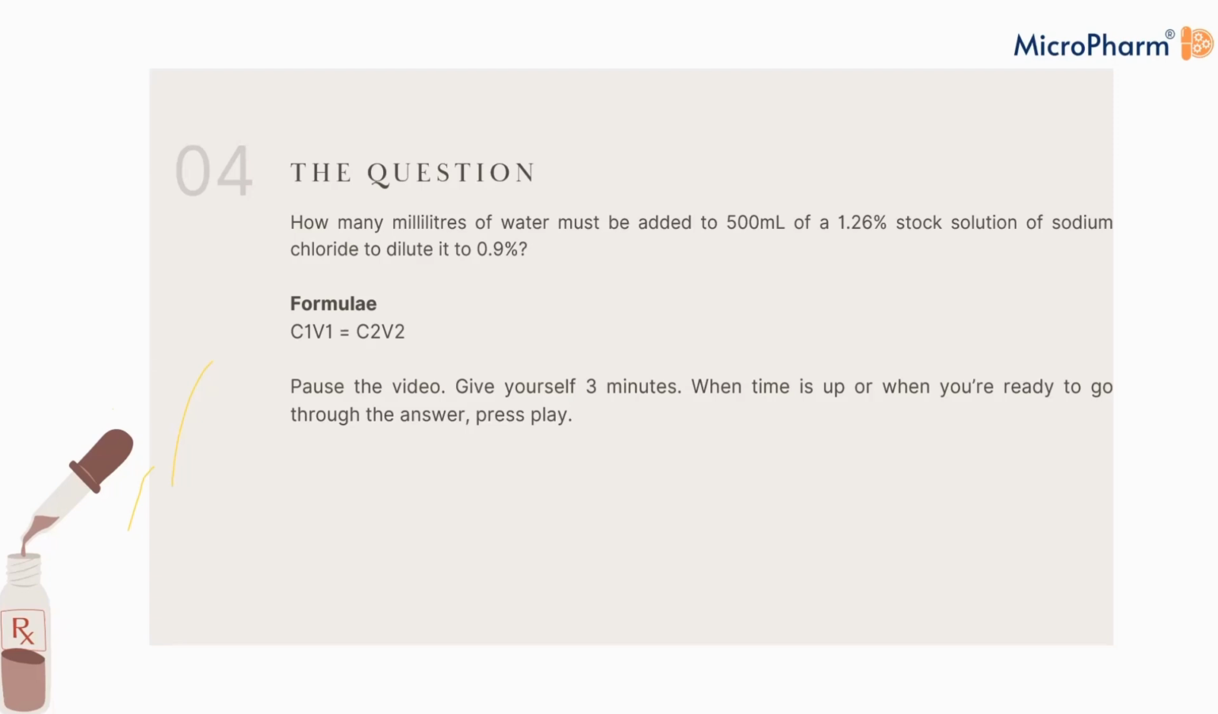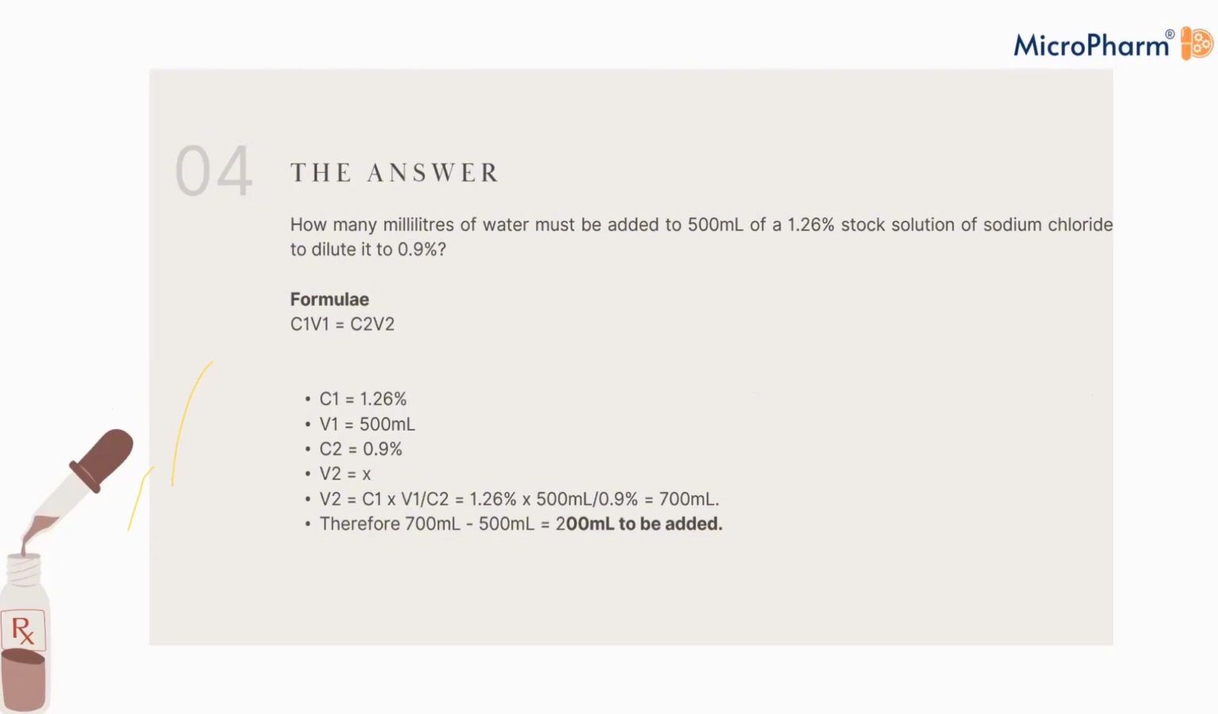And the question says, how many milliliters of water must be added to 500 ml of 1.26% stock solution of sodium chloride to dilute it to 0.9%? And we gave you the formula. Now, the instinct here is to plug the numbers into the formula to find out what V2 is. Okay. And in that situation, you end up with an answer of 700 mil. Okay. However, the question wanted you to find out what volume of water has to be added, not what the final volume is.